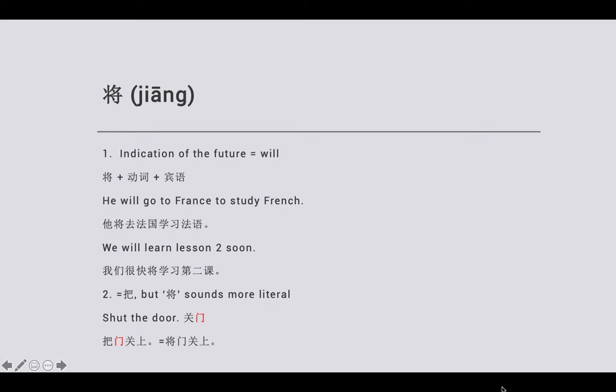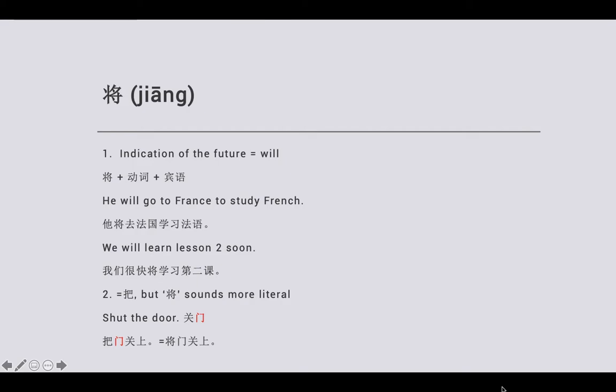And next, we will learn lesson 2 soon. 我们 will 将 learn lesson 2. Learn 学习 lesson 2 is the object. 我们将学习第2课 soon 很快, and as soon is an adverb, you should put it before the verb. So 我们很快将学习第2课.